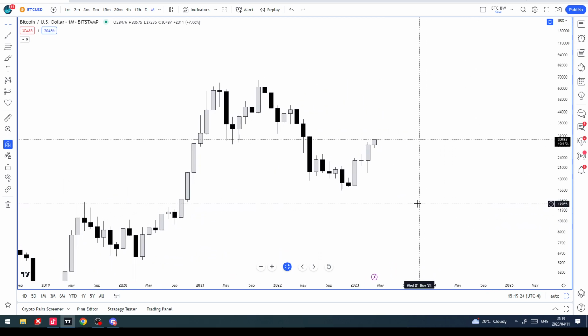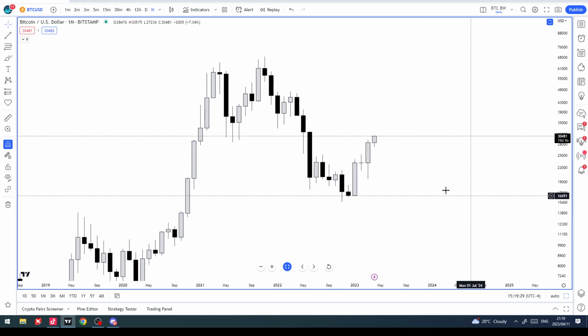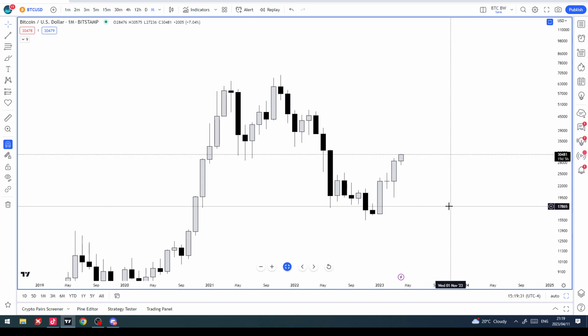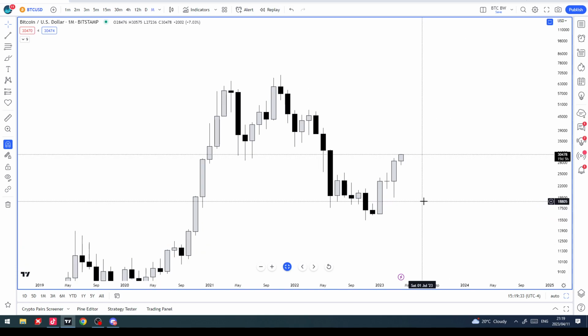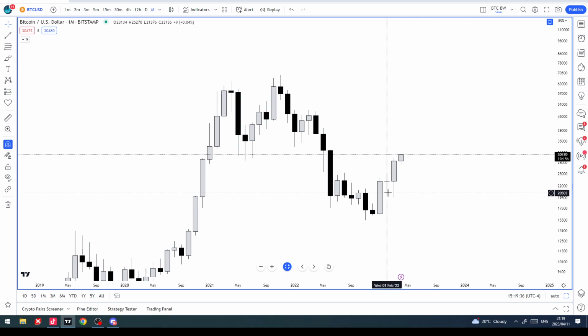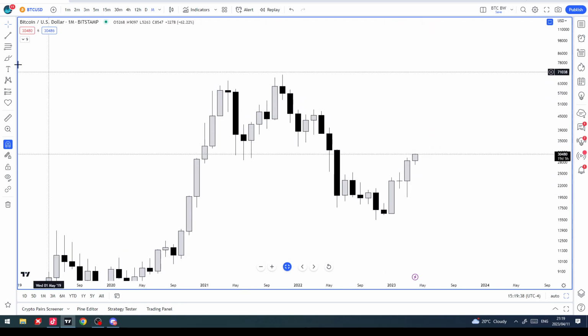I posted some stuff on Twitter, some stuff on the Binance feed, and we're going to have a look at this and some fractals that make sense, right? It's just the model that we've been talking about for the past few months. It's all the same thing.